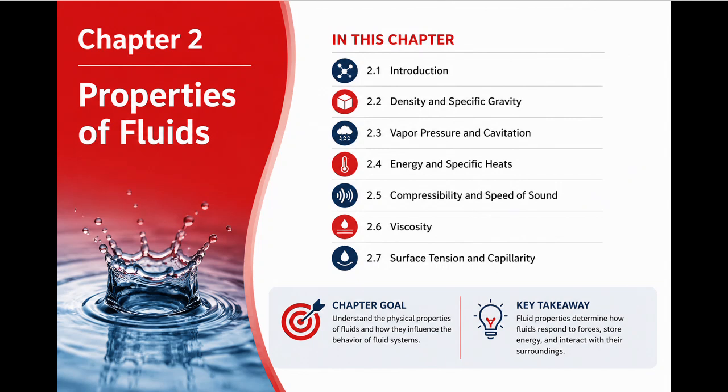In this chapter, we are going to study the major physical properties of fluids. Before we can analyze pipe flow, pumps, turbines, flow over cars, aircraft, or biological fluids, we first need to understand what properties control fluid behavior. The main topics are density, specific gravity, vapor pressure, cavitation, energy, compressibility, speed of sound, viscosity, surface tension, and capillary effects. The big idea is this: a fluid's properties determine how it responds to pressure, temperature, motion, surfaces, and external forces.